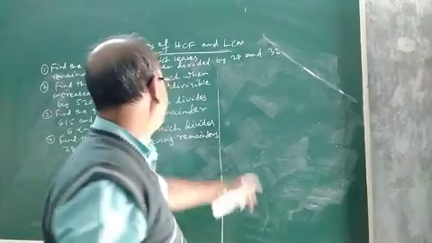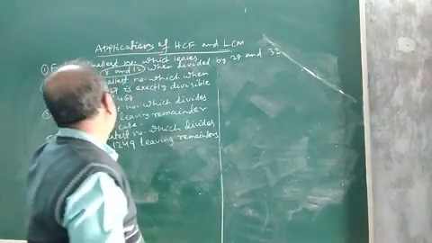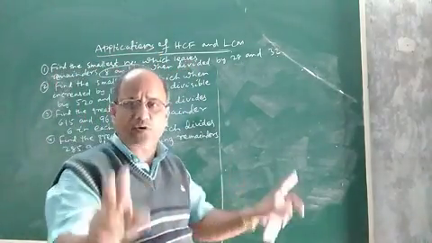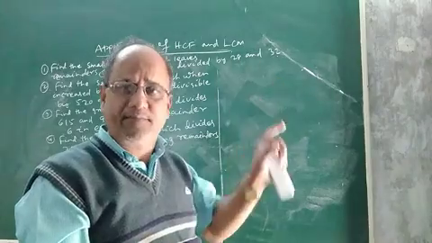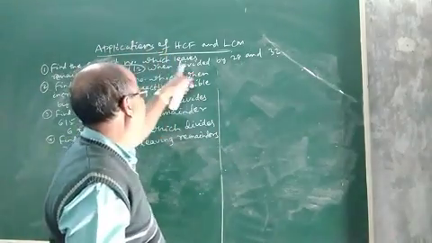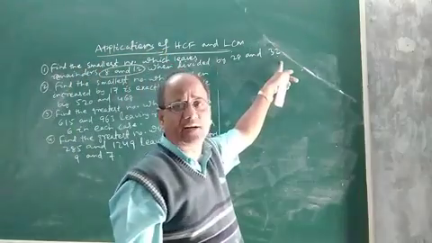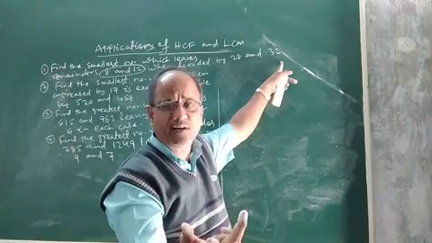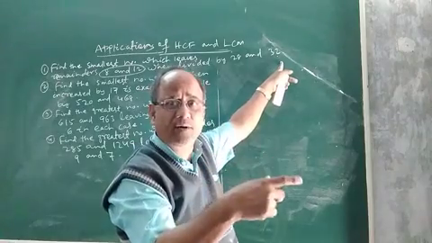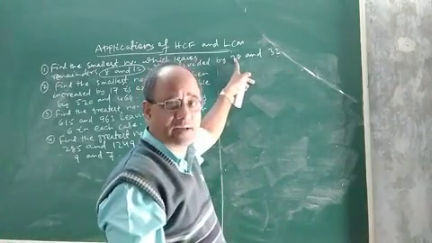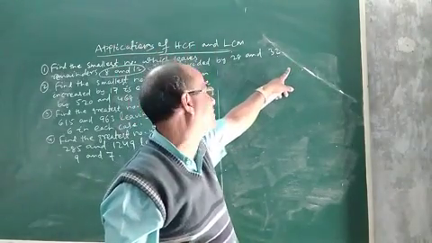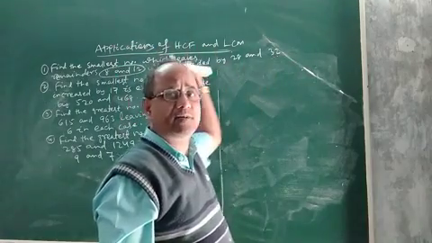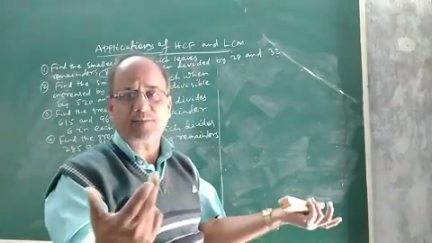Find the smallest number which leaves remainders 8 and 12. That means we do not know what the smallest number is. It is given that it leaves remainders 8 and 12 when divided by 28 and 32. So what does it mean? It means the smallest number which, if you divide by 28, gives remainder 8, and if the same number is divided by 32, gives remainder 12. So what is that smallest number?